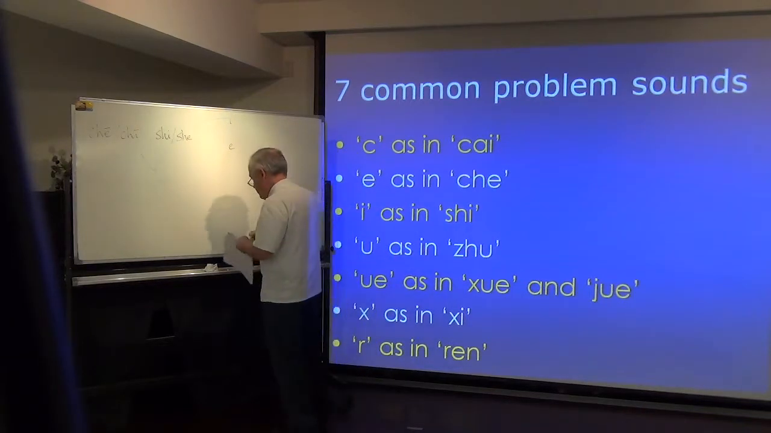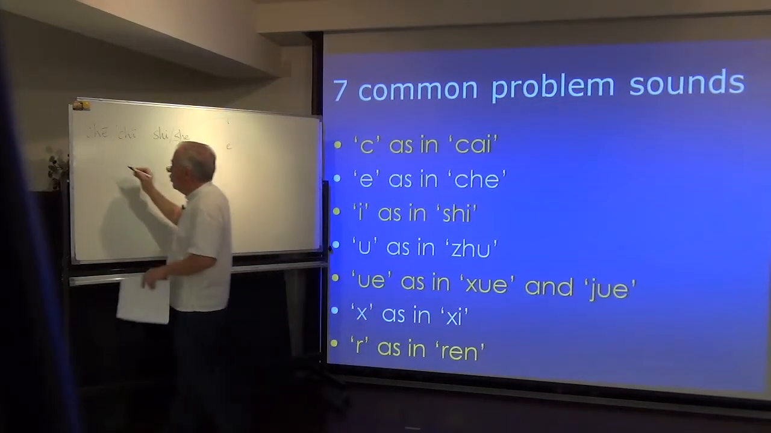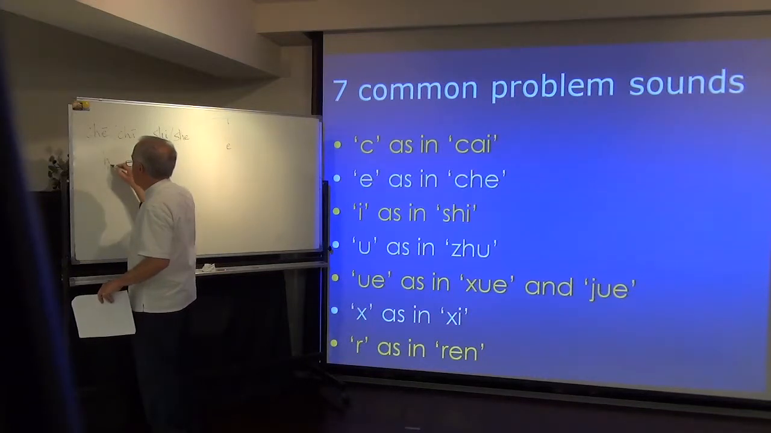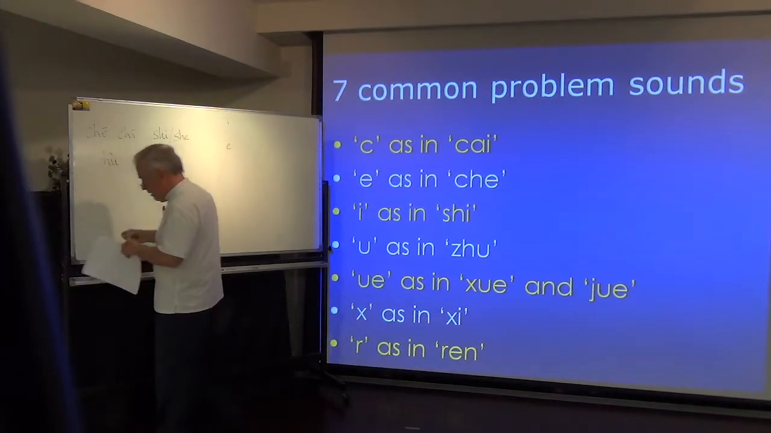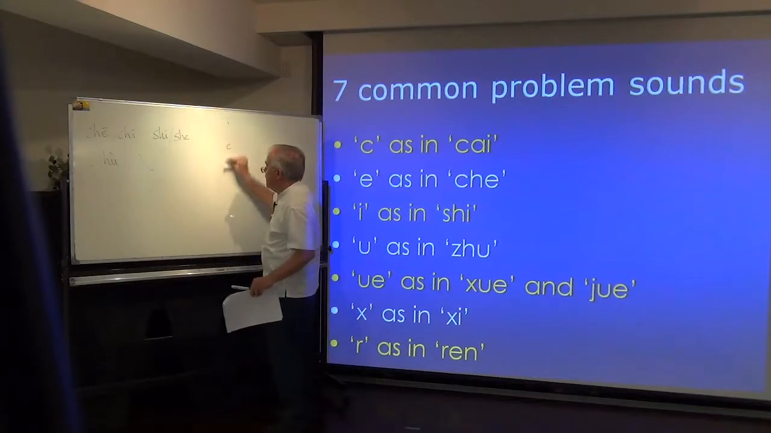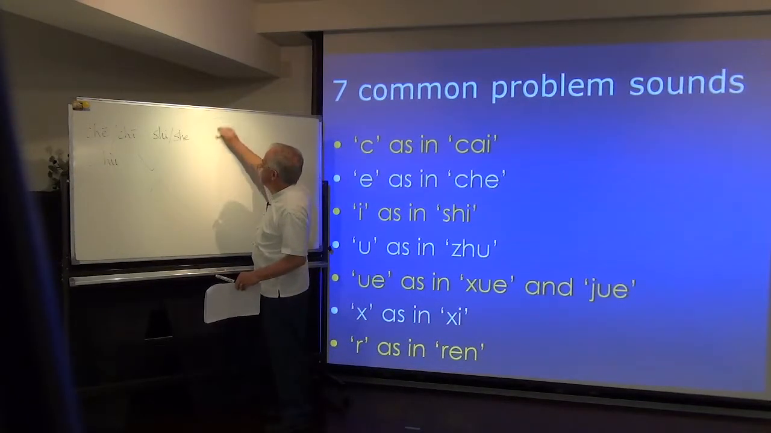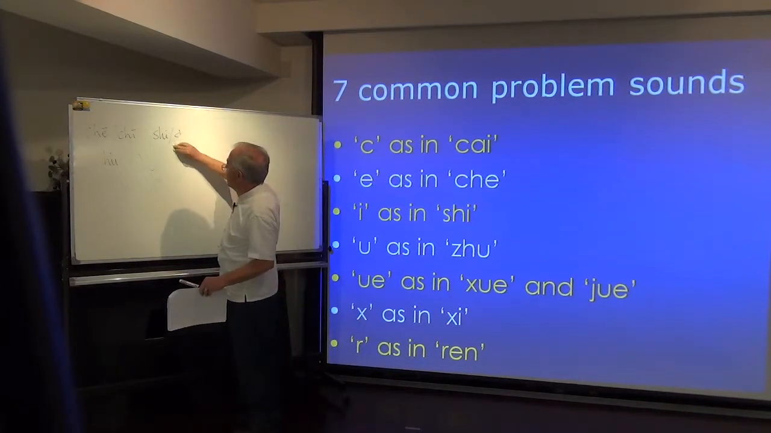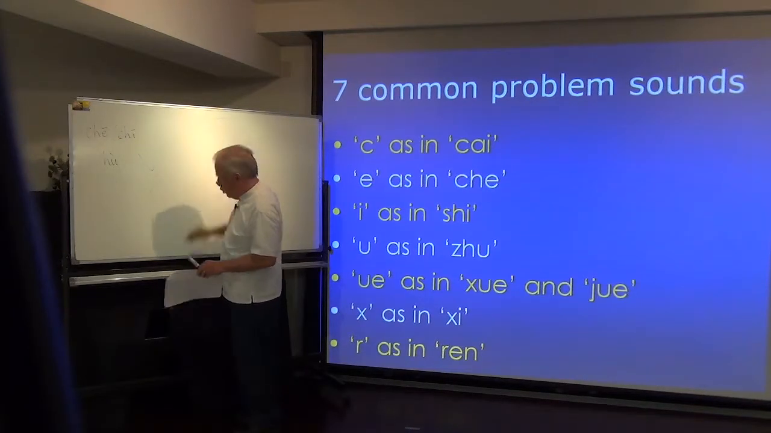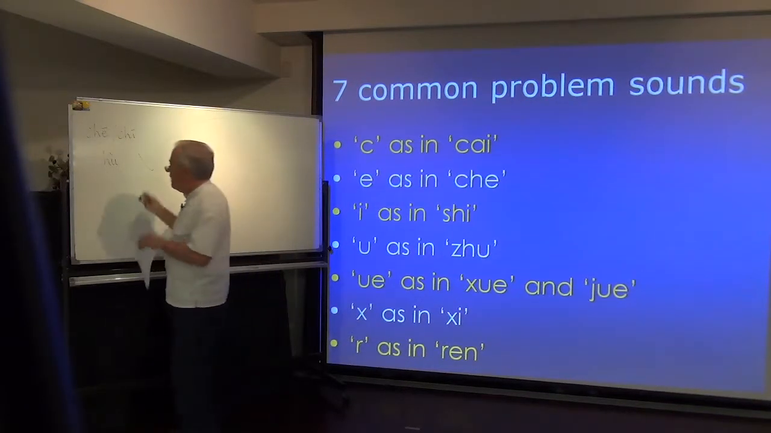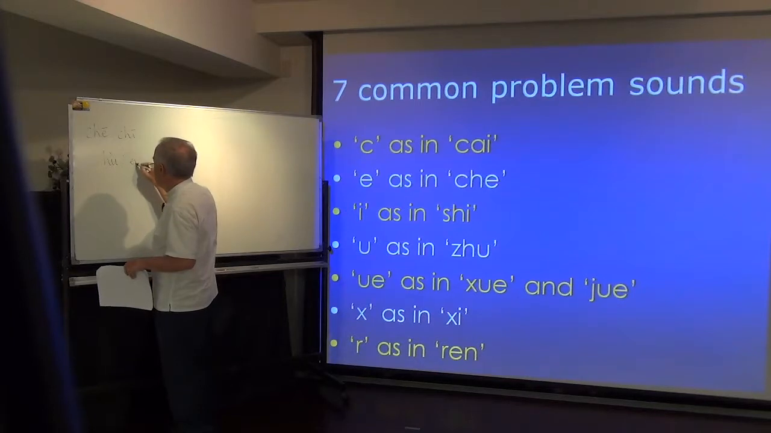All right, let's look at the next one, u, particularly in the word 住, to live. 9 out of 10 foreigners, they don't 住在北京, they 住在北京.